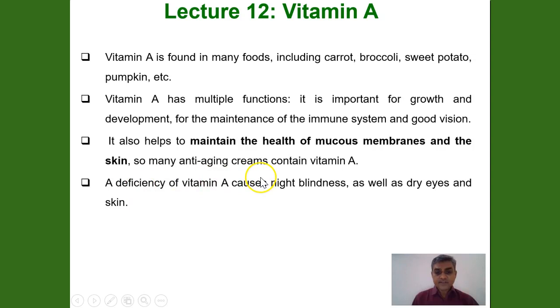Vitamin A deficiency leads to a disease called night blindness. It also results in dryness of the eyes as well as skin. So as far as our diet is concerned, vitamin A is a very important molecule.